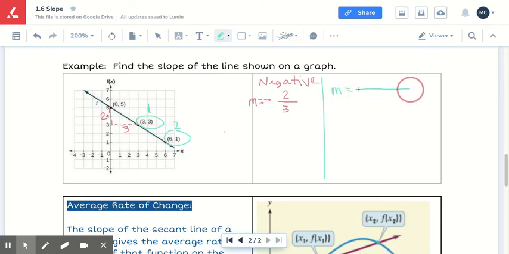So when I fill in my formula, on the top, I need y2, which is 1, minus y1, which is 3. And on the bottom, x2, which is 6, minus x1, which is 3. And then I simplify just like before. So 1 minus 3 is negative 2. 6 minus 3 is 3. So I ended up with a slope of negative 2/3, which is exactly the same as what I got when I counted it from my graph.